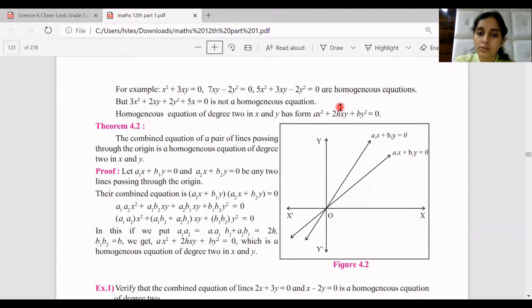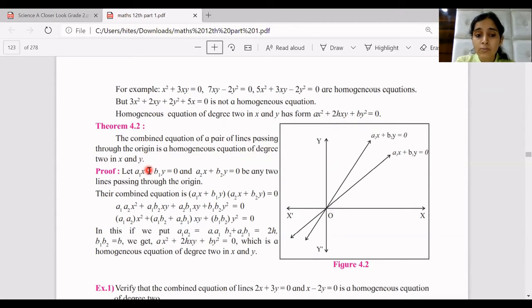Okay, this is not the equation of a line. We are going to prove that equation now, but any homogeneous equation of degree 2 is given in the form ax square plus 2hxy plus by square. Now the next theorem: the combined equation of a pair of lines passing through the origin is a homogeneous equation of degree 2 in x and y.